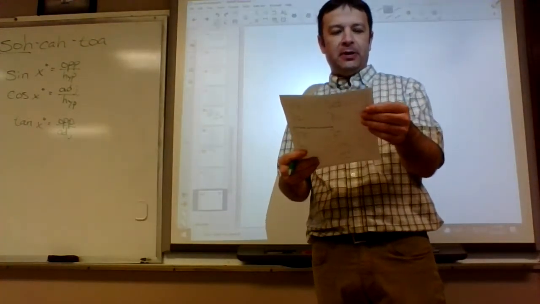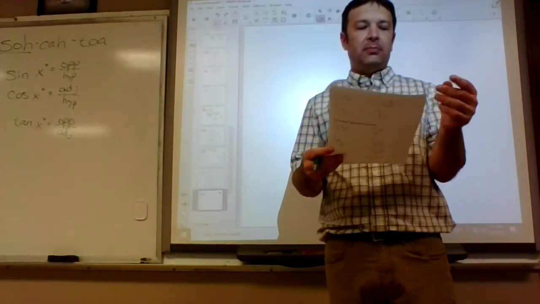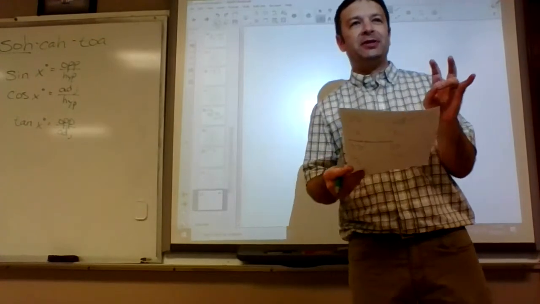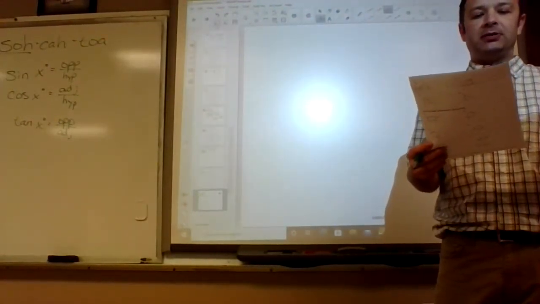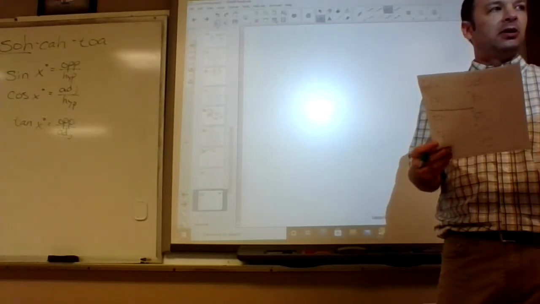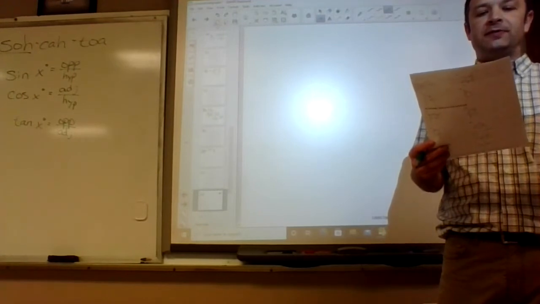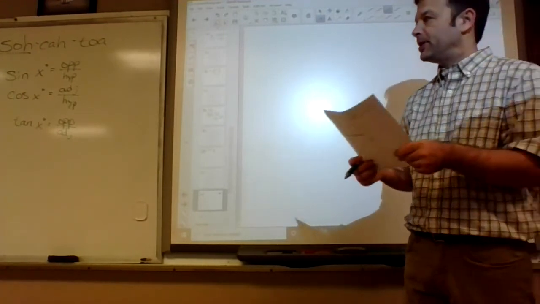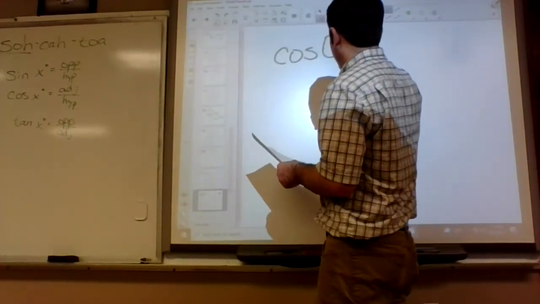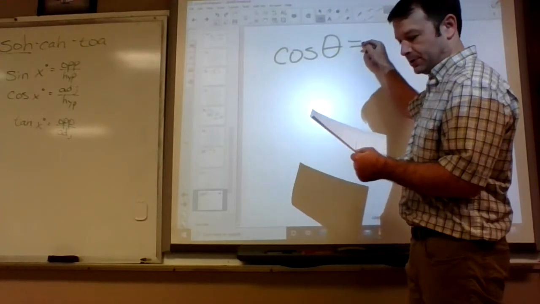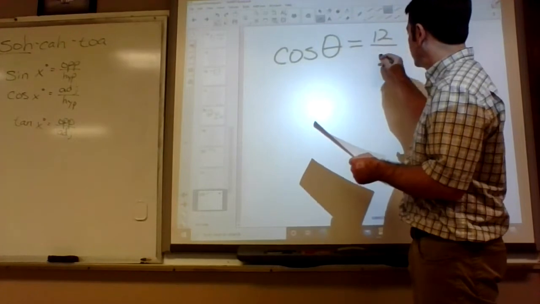Okay, number 1. So what's different about 1 through 8? You don't have degrees. We have to find the missing angle. We're gonna start the same way though. Relative to theta, what are those two sides called? Adjacent and hypotenuse. So we're gonna do cosine of the angle theta equals adjacent 12 over hypotenuse 13.